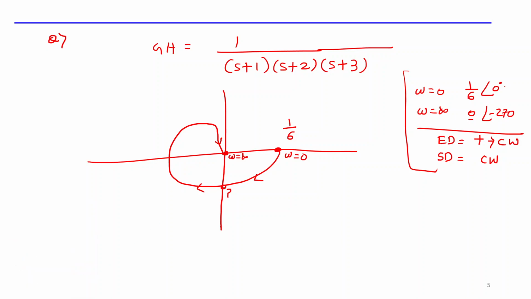Let me highlight that. This is the first crossing point. What is the value of omega here? And what is the value of omega here, when you are crossing the minus 180 degree line, and at the other point, crossing the minus 90 degree line?